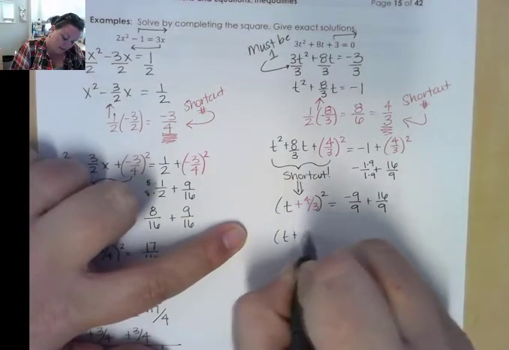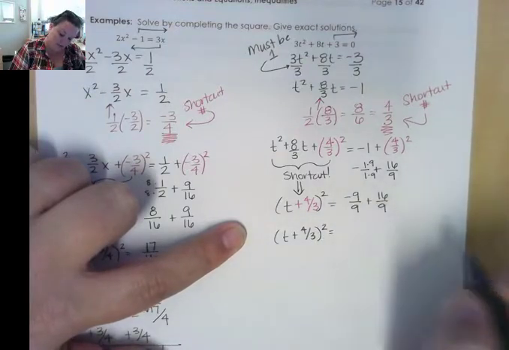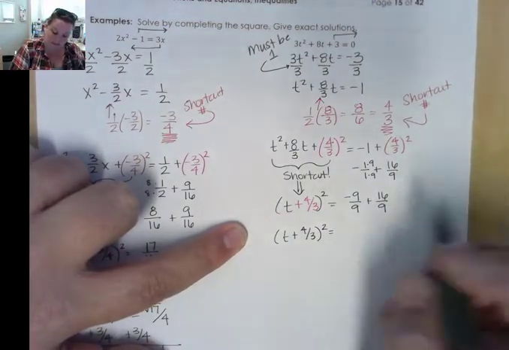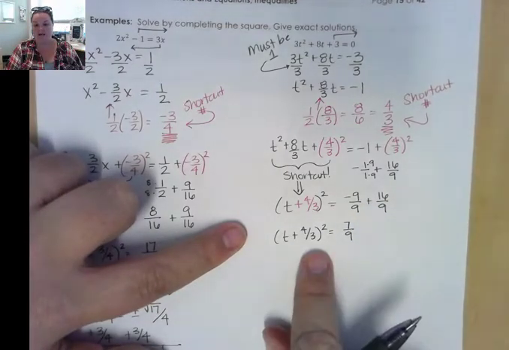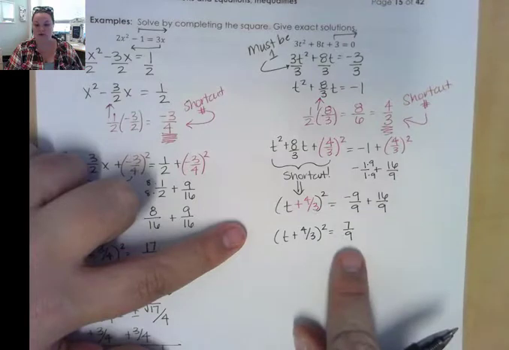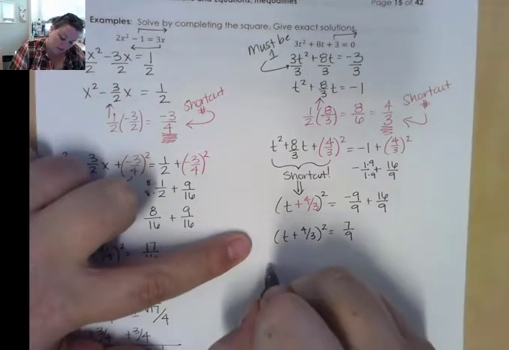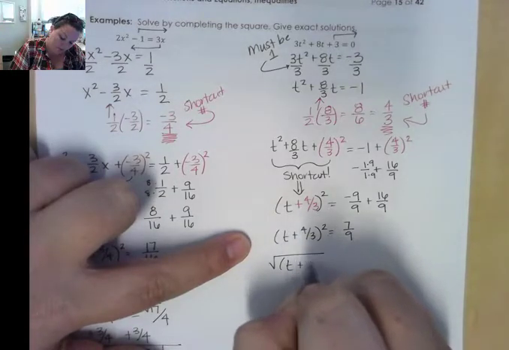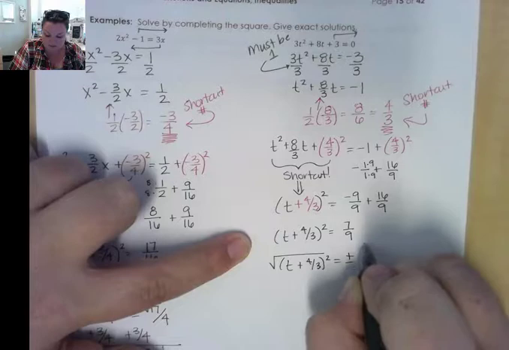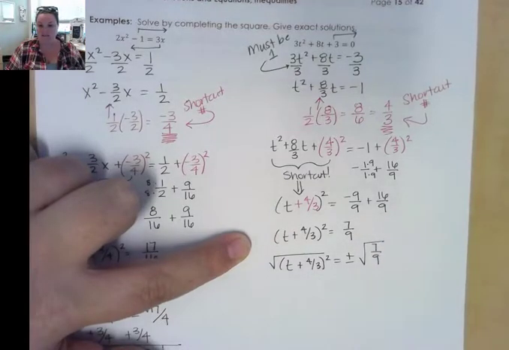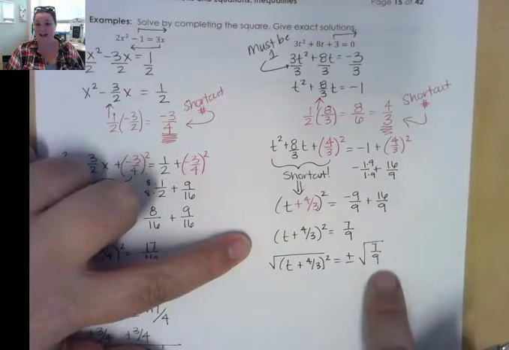So t plus 4/3 quantity squared is equal to negative 9/16 leaves me with positive 7/9. And now that I have a squared quantity equal to a number, I can get rid of that square by taking the square root. So I take the square root of t plus 4/3 quantity squared, and that equals plus or minus the square root of 7/9.